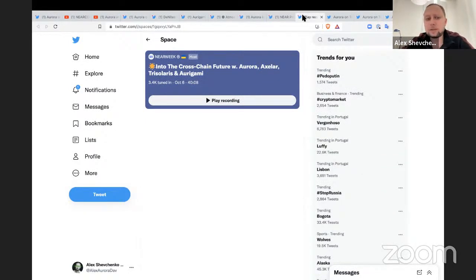And there were quite a lot of places for communication over this week and the next week. This week there was an interesting talk with Axelar, Trisolaris, and Origami, and also the Squid protocol, organized by Near Week. The talk was called Into the Cross-Chain Future. Axelar, Trisolaris, Origami, and Squid have been talking about their new partnership and what it is going to bring to everybody. That was a pretty nice thing.